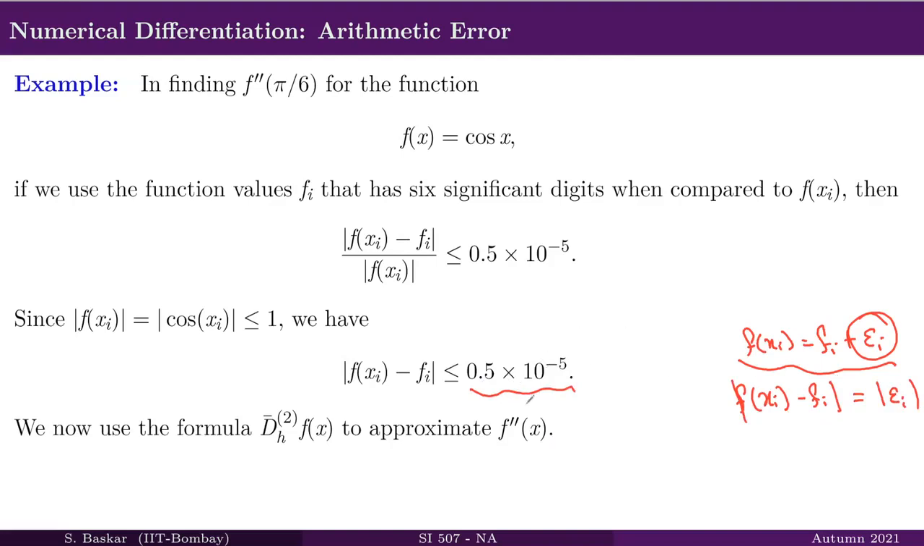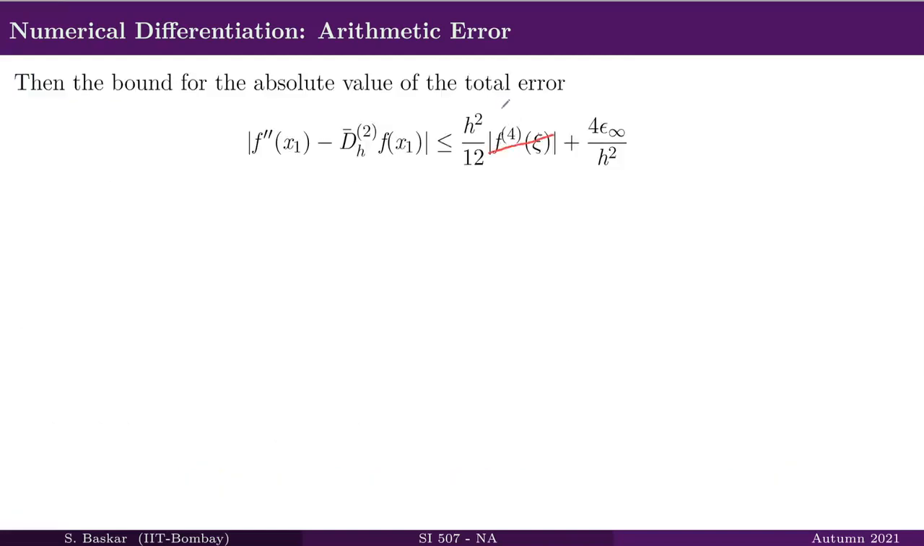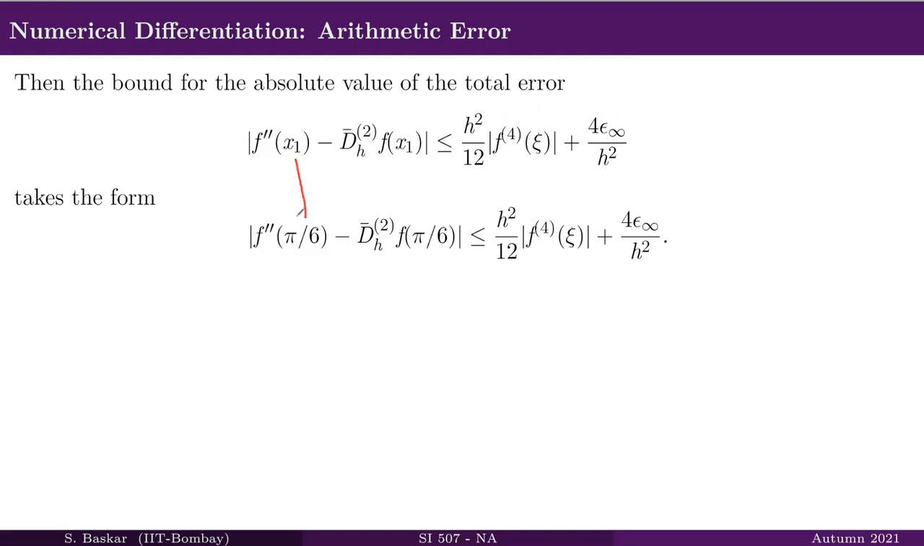From here, we come to know what epsilon infinity is. And assume that other than approximation in the function values, all other parameters are calculated or used exactly. Well, ideally, I should have put an infinite norm here, but I have a purpose for this. And we now know the estimate for this term. So I'm just plugging in x1 equal to pi by 6 in the total error, and epsilon infinity, whatever it may be, is surely less than or equal to 0.5 into 10 to the power of minus 5.